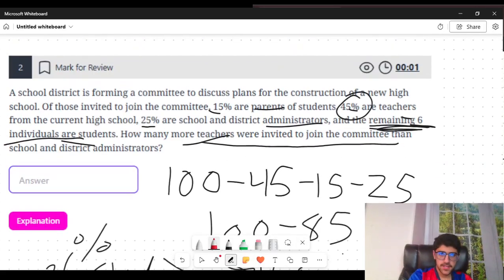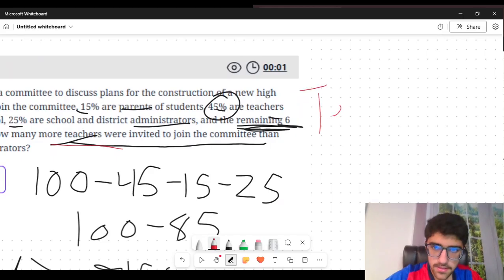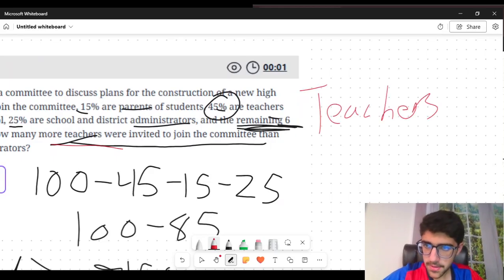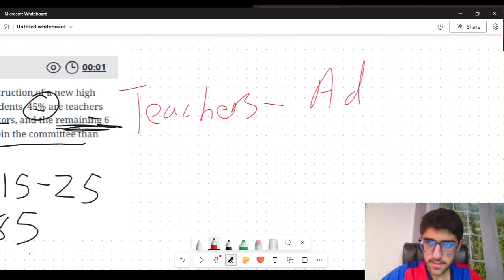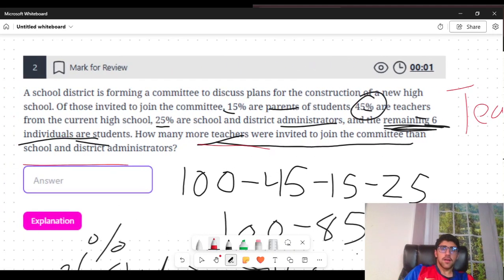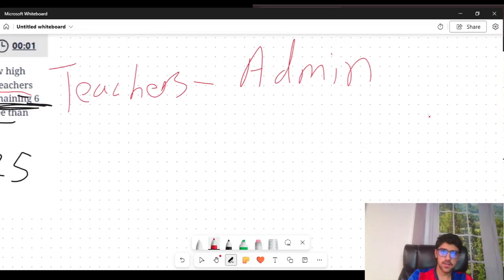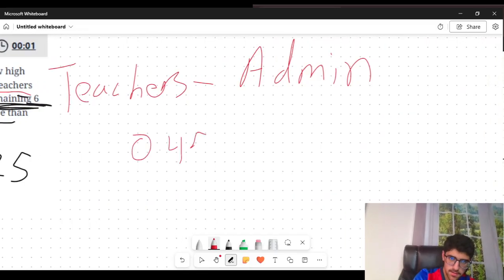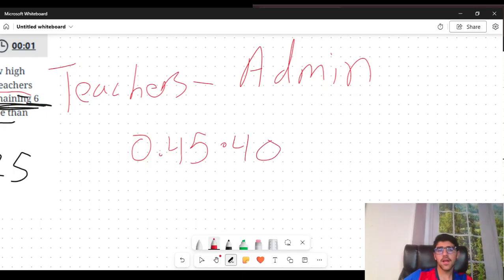From there, let's just recheck the question. How many more teachers were invited than school and district administrators? So we're going to do teachers minus administrators. I'm just going to put admin. We are told that 45% are teachers from the current high school. So 0.45 times 40, that is 18. So 18 is the total number of teachers.